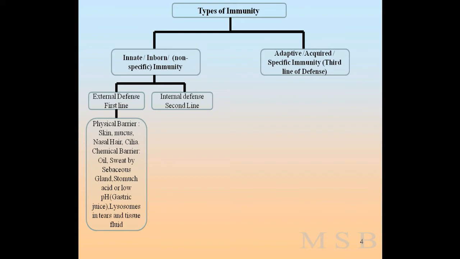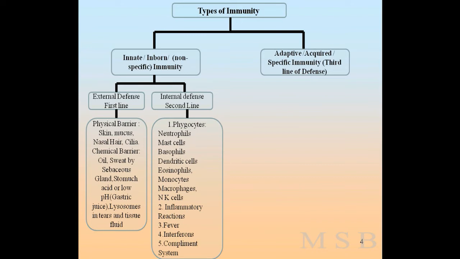This is the first line of defense in the immune system. If the pathogen is able to cross the first line of defense, or the external defense, it meets the second line of defense, or the internal defense. The function of the internal defense is the destruction or elimination of microbes which penetrate the body.